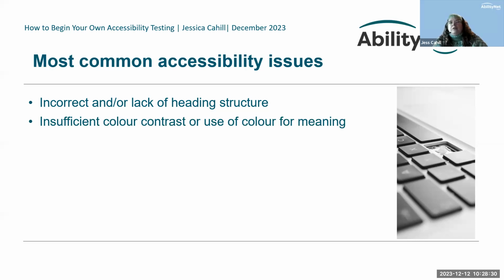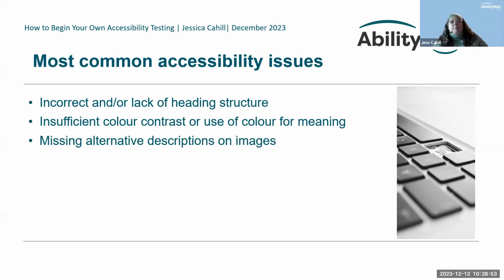Insufficient color contrast or use of color for meaning. So many people don't have good color vision, or they have poor vision. We need to make sure that elements stand out, text, user interface controls, that kind of thing. Use of color for meaning. So that would be something like a form field just turns red to indicate an error. If you can't perceive that red, that's no good to you.